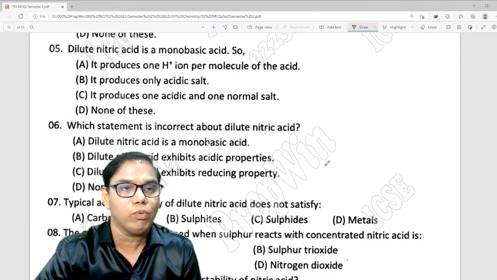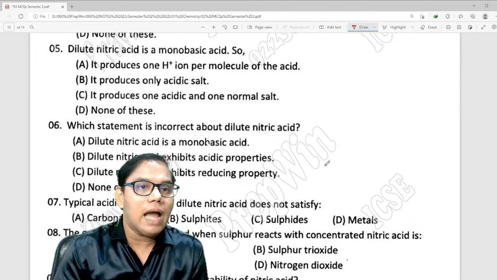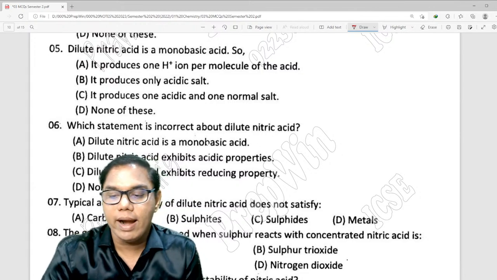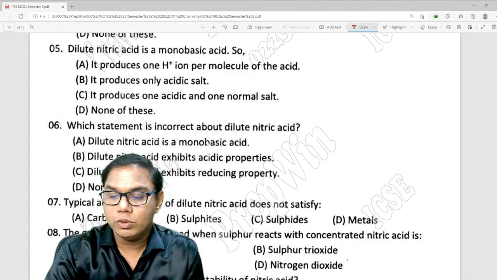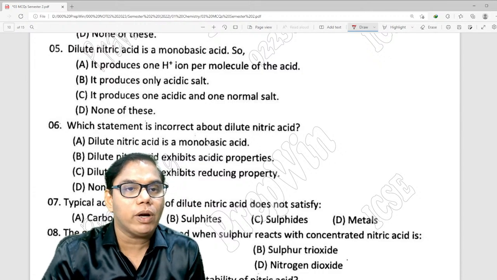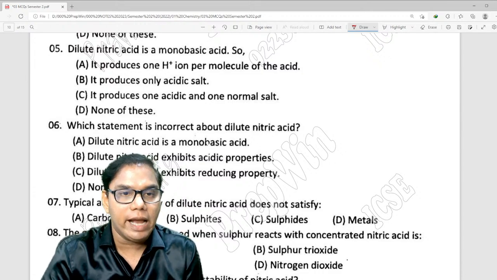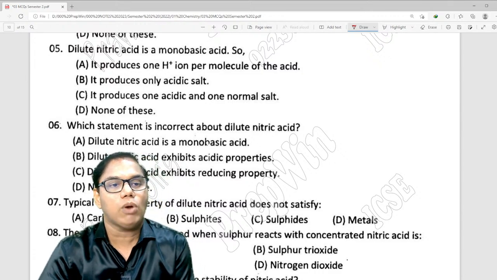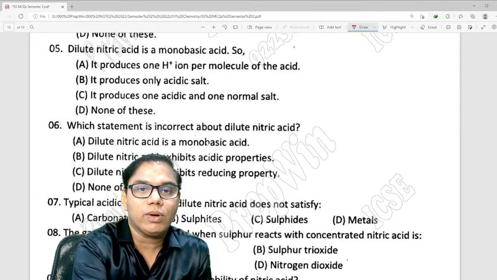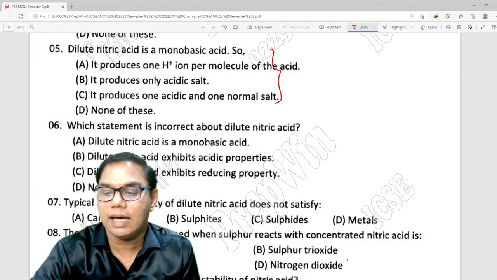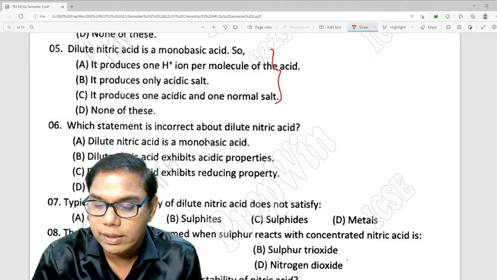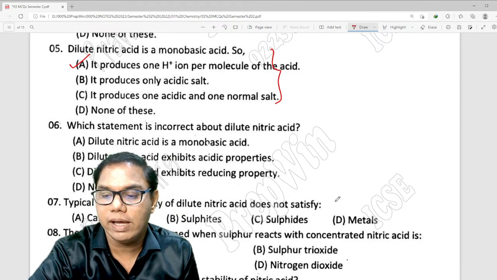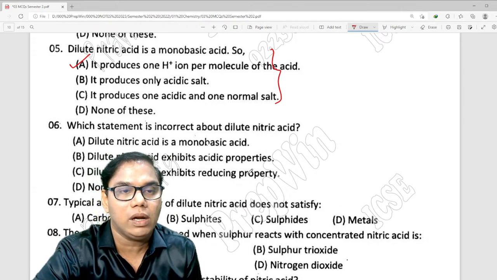Let's move on to the fifth one. Dilute nitric acid is monobasic. So what happens? Does it produce one H plus ion per molecule of the acid? It produces only acidic salt. Okay, we'll skip this, since acid, salt or base related questions are less likely. But if you want, the correct answer is A. Very unlikely to be asked.